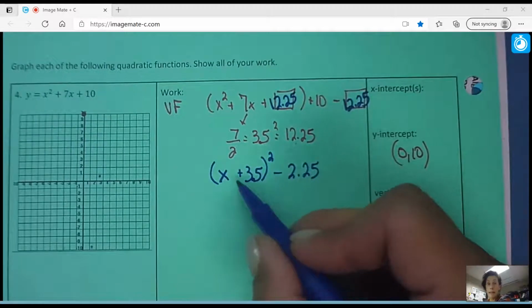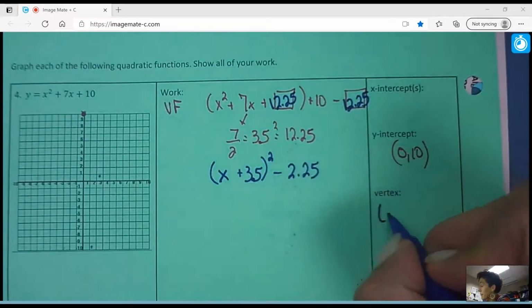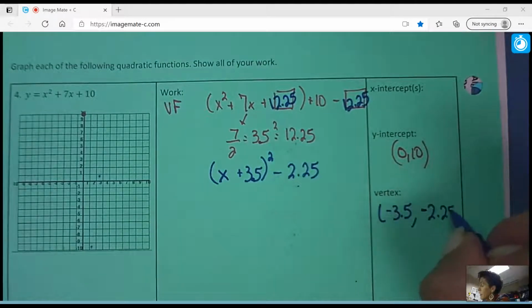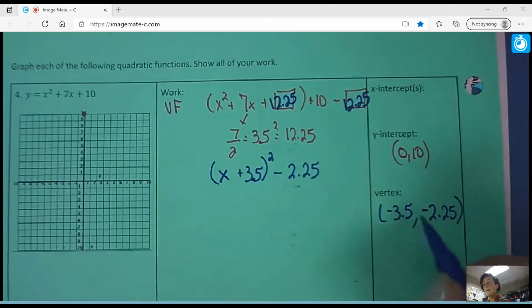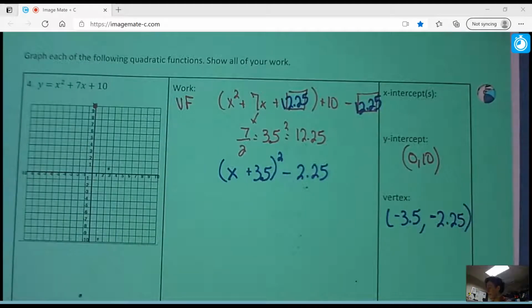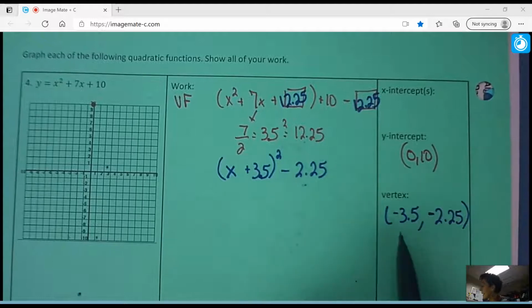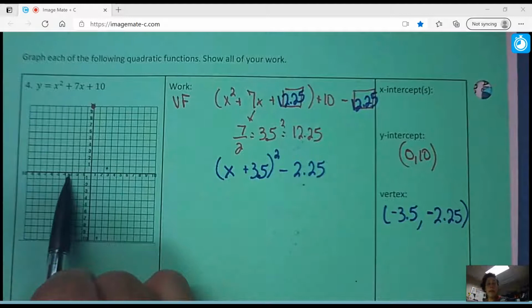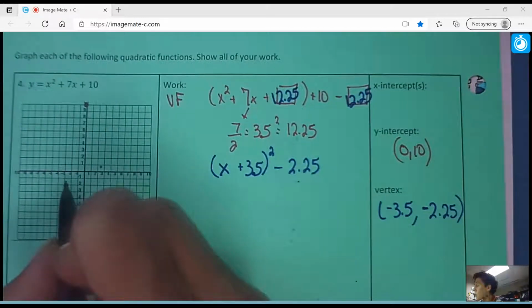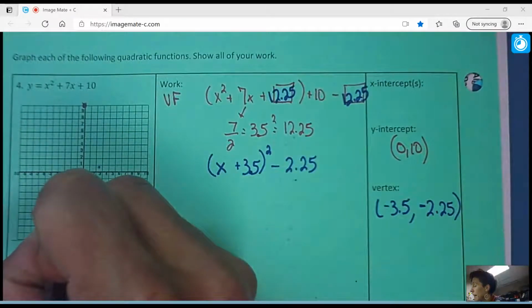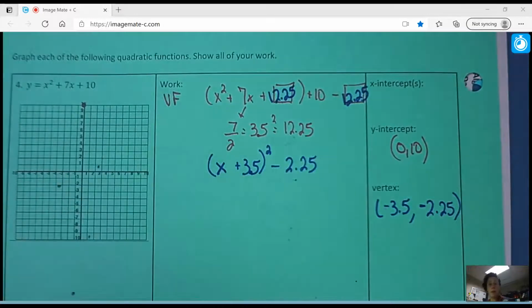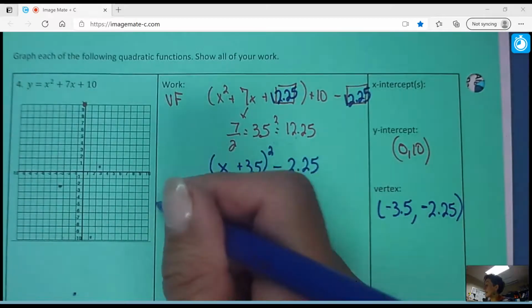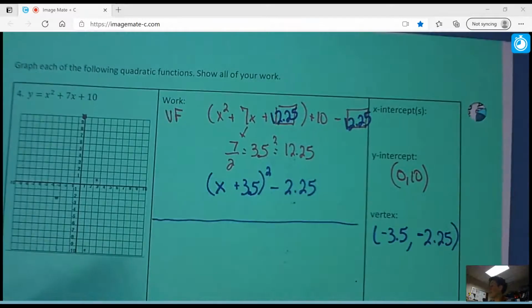So my vertex is going to be, remember the opposite, that's our little trick, negative 3.5, and this one is not the opposite. Graphing this one is going to be a little tough, to graph the decimals, so I'm just going to estimate. I'm going to go left, negative 3.5, which I end up about there, and then I'm going to go down 2.25, which I'm just going to go barely past the 2 and just put it right there. And there's the y-intercept.